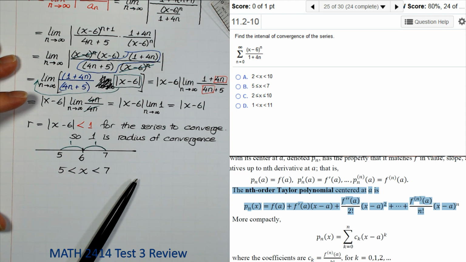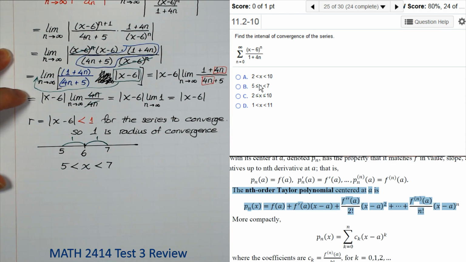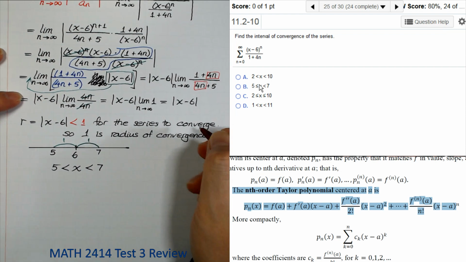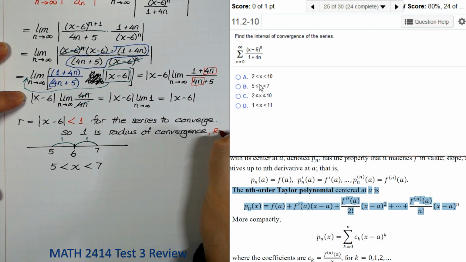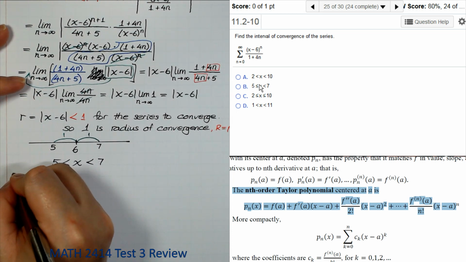Don't just go ahead and answer B, because we do have the equal sign. We're not sure where that comes from. We don't know where that negative comes from, but it's from 5 to 7. That is for sure. Now if the radius is equal to 1, if it is not 0 or infinity, we need to check the boundaries.